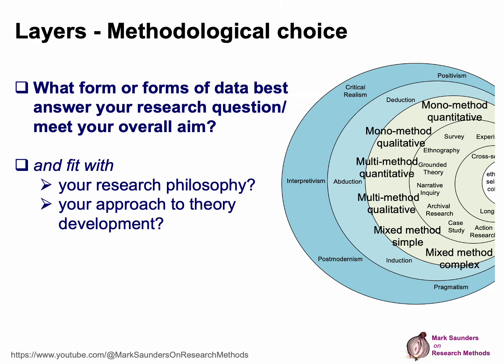The crucial thing, though, is that your methodological choice fits with your research philosophy and your approach to theory development. So, for example, a quantitative method fits well with a deductive approach and with a positivist research philosophy. When we move to a qualitative mono method or qualitative multi-method, this tends to fit well with induction in terms of your approach to theory development and with an interpretivist approach. And notice I use the word tends. It doesn't always have to be the case.